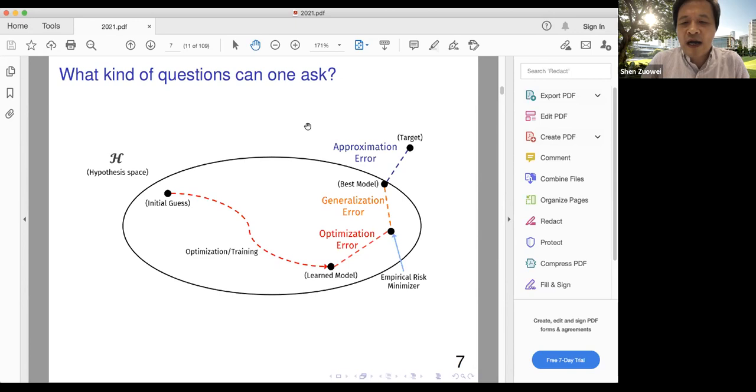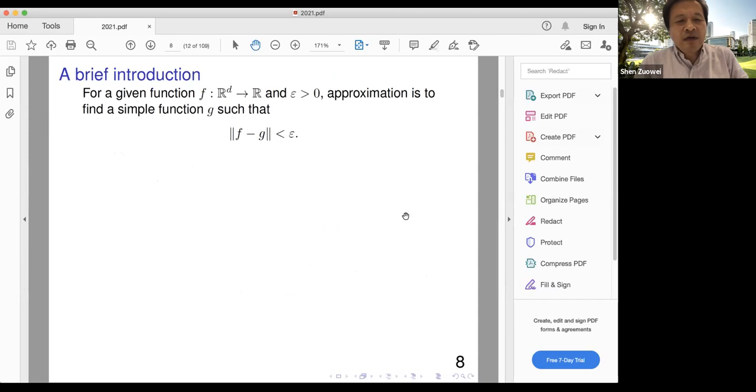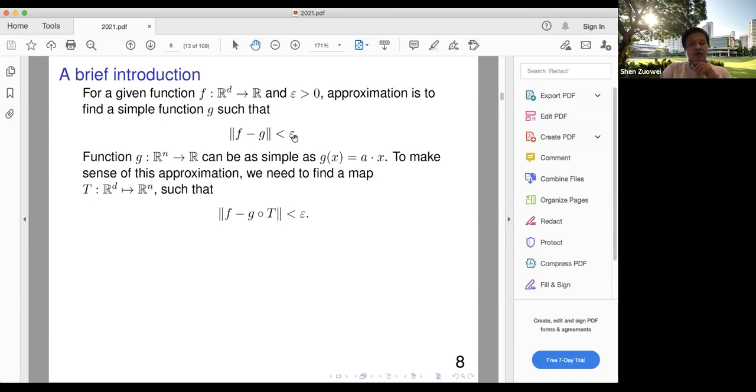Let's talk about approximation now. Approximation has a long history. If you want to talk about any numerical solution, you will talk about approximation. For a given function F, you want to use some simple function G to approximate, meaning functions that are easy for you to deal with, such that the error in a certain norm, a certain distance you define, is smaller than epsilon. F can be from R^d to R, and your G can be from R^n to R. They don't need to be the same dimension, n and d, and G can be as simple as linear.